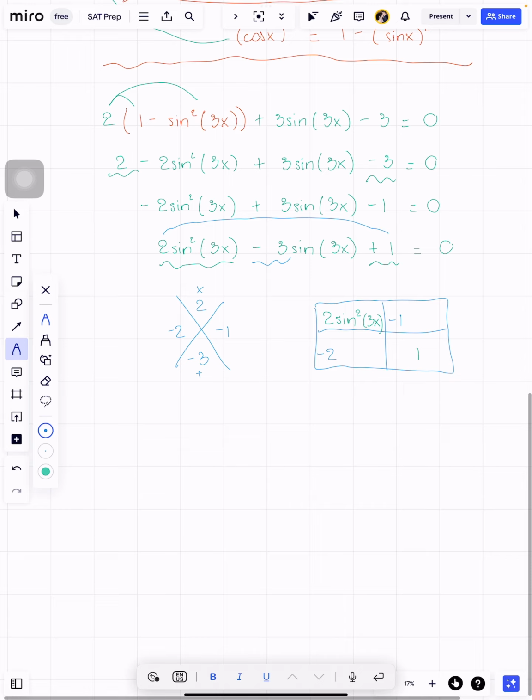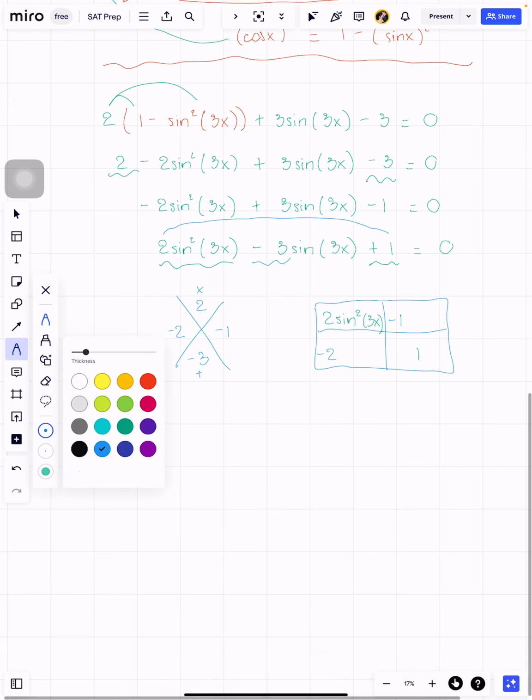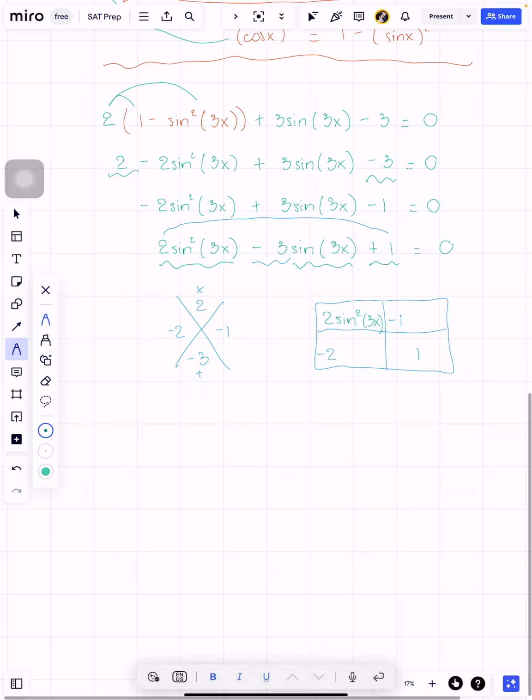Matter of fact, you can switch their spots. It doesn't matter where you put a -1 or a -2, as long as they are across from each other, taking the last two spaces on the box, then you're good to go. And then make sure you put the attachment of sine 3x for the middle term next to the -2 and -1 in the box, like this.